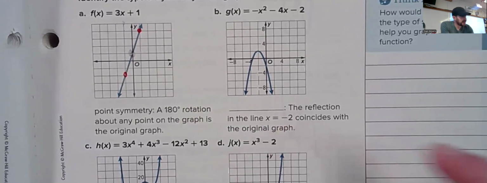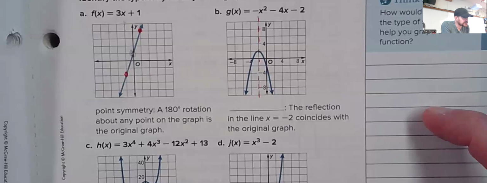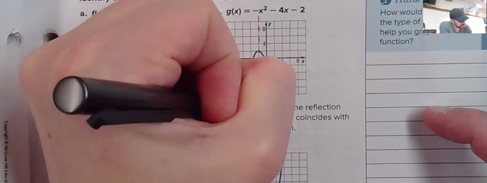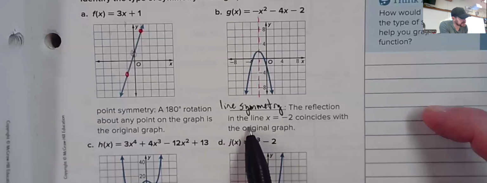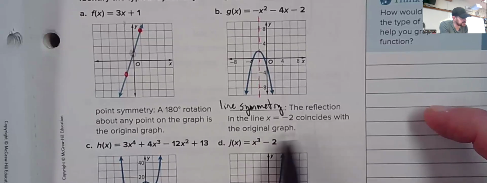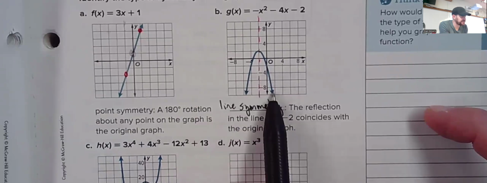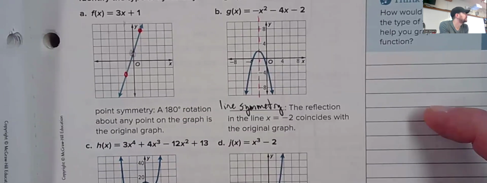-2. Yeah, it tells us. And it's -2 because on the x-axis, every value is going up by 2. So this would be line symmetry, because the reflection across the line x equals -2 coincides with the original graph. Every point on the left and the right side of that red dotted line matches perfectly onto the original function.